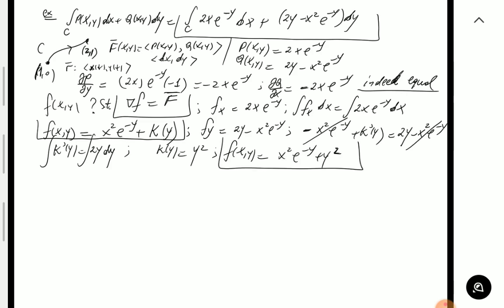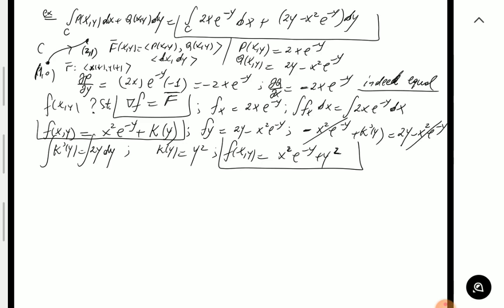Sometimes with practice you can actually spot what the potential is just by looking at the components. For example, now I see 2x e to the minus y, 2y minus x squared e to the minus y. So you might suspect that y squared is part of the equation. And it's a little bit of mental computation. You can deduce the other component, but you don't have to guess it. You can go through this algorithm and figure it out.